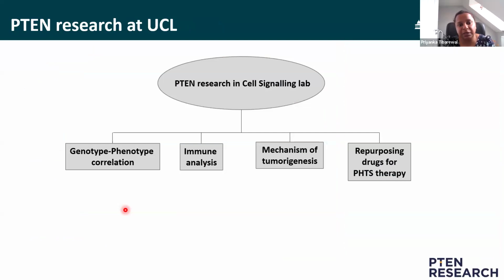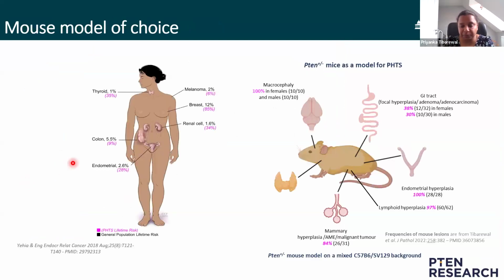So in our lab, we have various themes of research, which all revolve around understanding PHTS and trying to develop therapies for PHTS. One of the things that we do in the lab is something called genotype-phenotype correlation. But sorry, before I go to that, just to say that for the majority of our work, we use a mouse model, which only expresses one copy of PTEN.